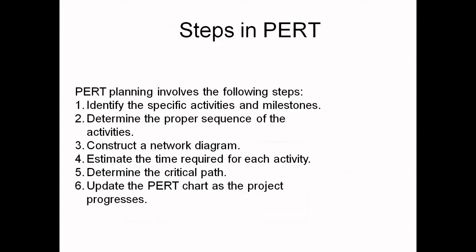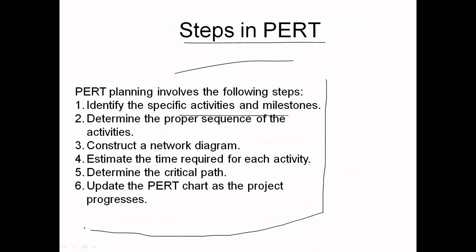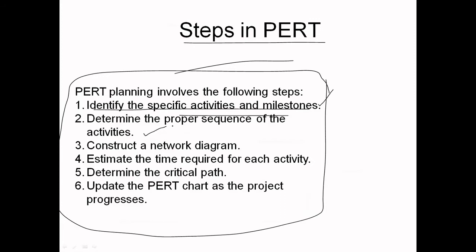What are the steps involved in PERT? PERT planning involves the following steps. How many? Six steps are required. The first one is to identify the specific activities and milestones: what the activities are and what the milestones are. Then determine the proper sequence of activities: which one is done first, which second, which third, which fourth. We need to identify the proper sequence.